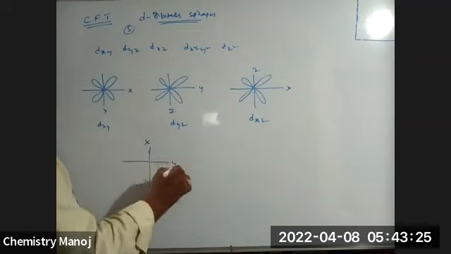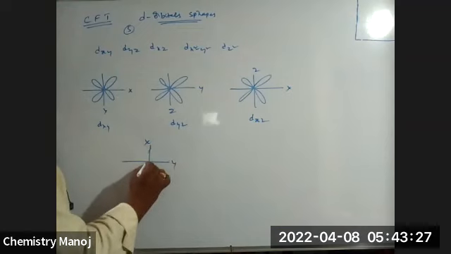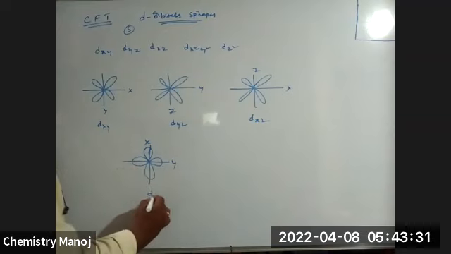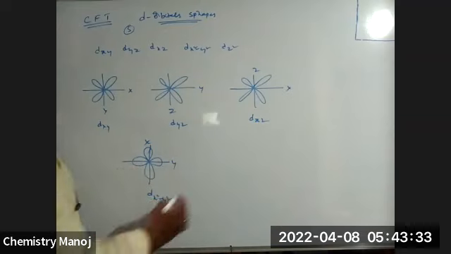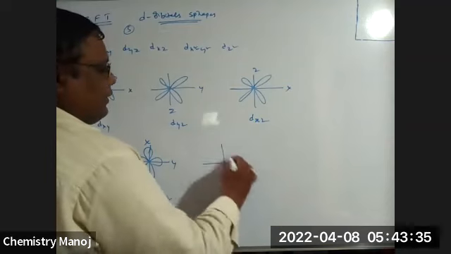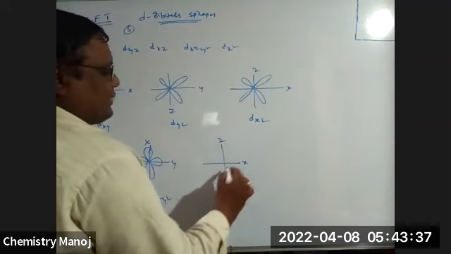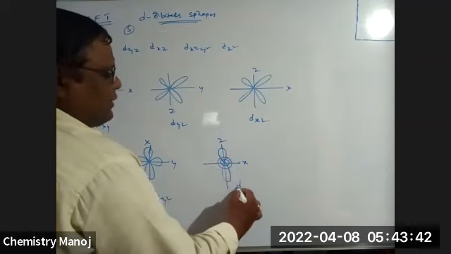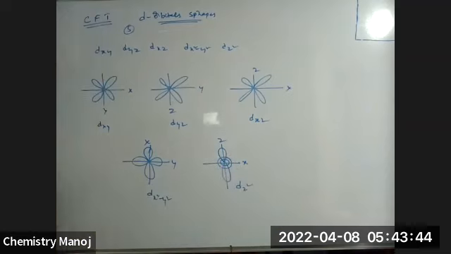Next, dx square minus y square. It is the x-axis and the y-axis. On the axes, electron density is there. dz square, my dear: this is the z-axis, and along the axis there is electron density. These are the shapes of the d orbitals. All of you know this very well.